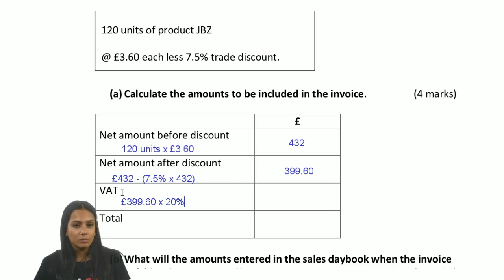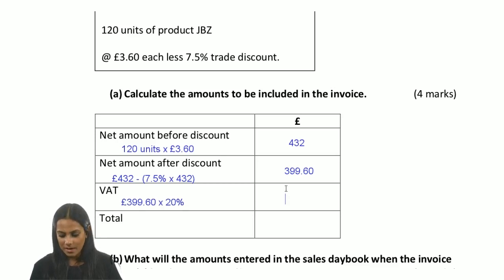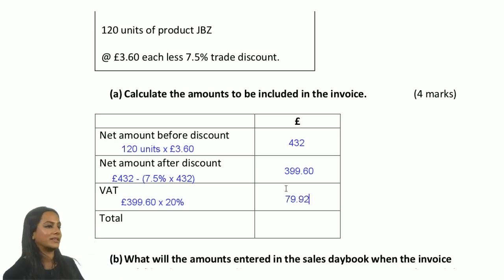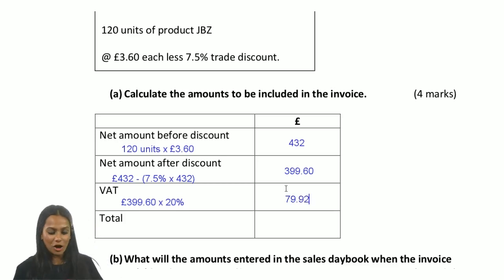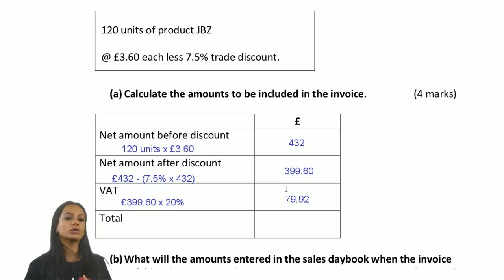So £399.60 times 20%, if I type that on the calculator, I'm getting £79.92. So let me just put that in there, £79.92. To finish it off, the examiner wants the total amount due from the customer. Well, the customer is going to be paying me an amount after the discount, plus they'll pay me the VAT, or the sales tax amount.